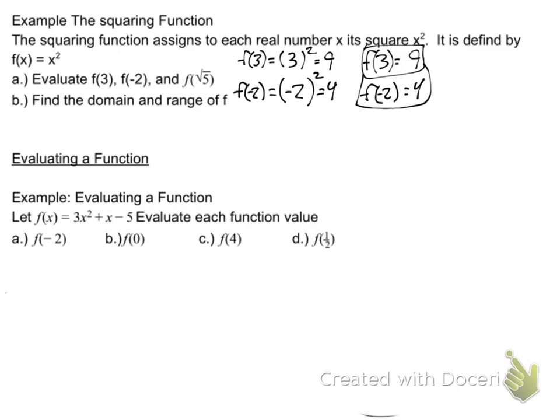So I'm assuming most of this should not be a problem. It should be a relaxing time. And what happens when you square a square root? They cancel each other. The answer is 5. So f of square root of 5 is equal to 5. Not that big of an issue.